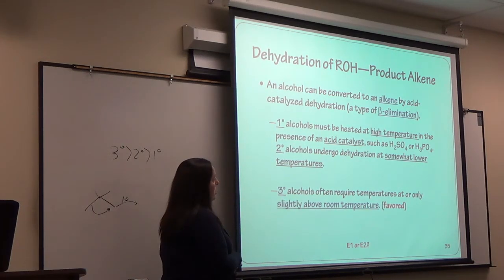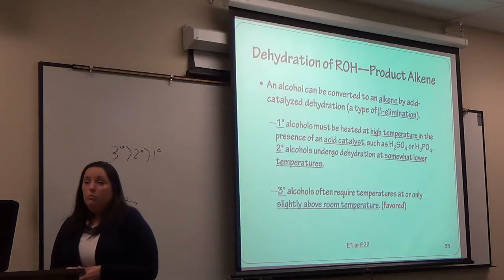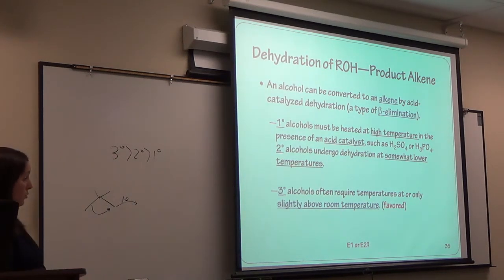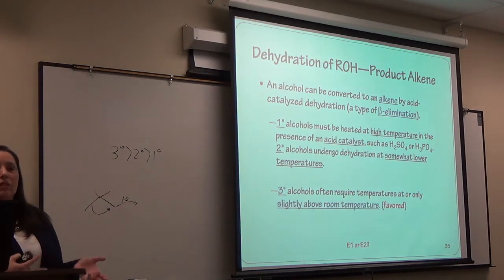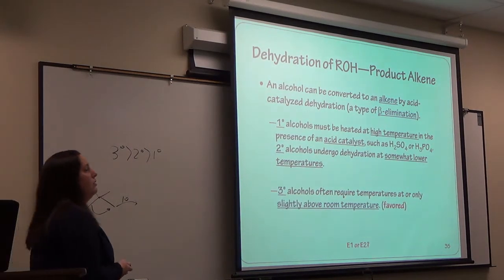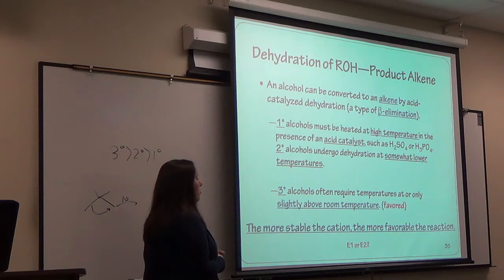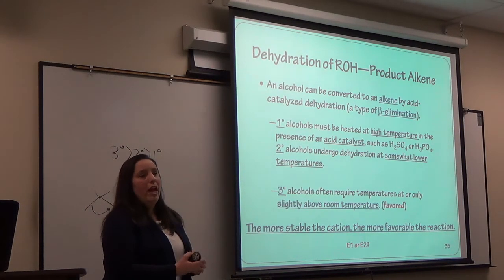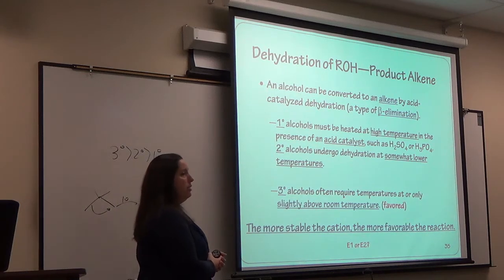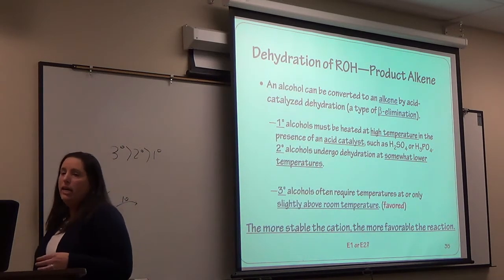So do you think this is E1 or E2? If tertiary is preferred, then it should be E1. Does that make sense? So by reading this description, it should give you that as a mechanism. The more stable the carbocation, the more likely for this reaction to go forward, which means this is leading us to an E1 mechanism.